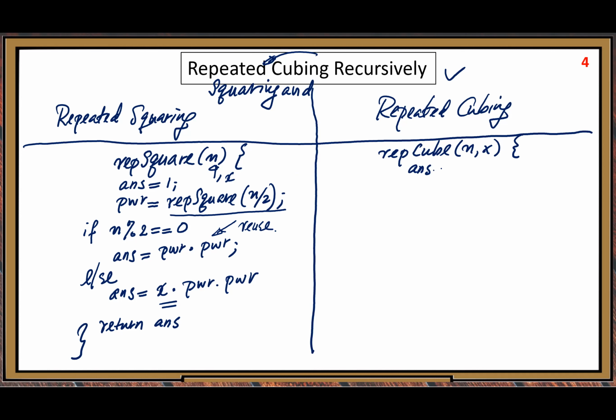Initialization. Power. Recursive function call cube, with x here, and n over 3 using integer division, and x here.